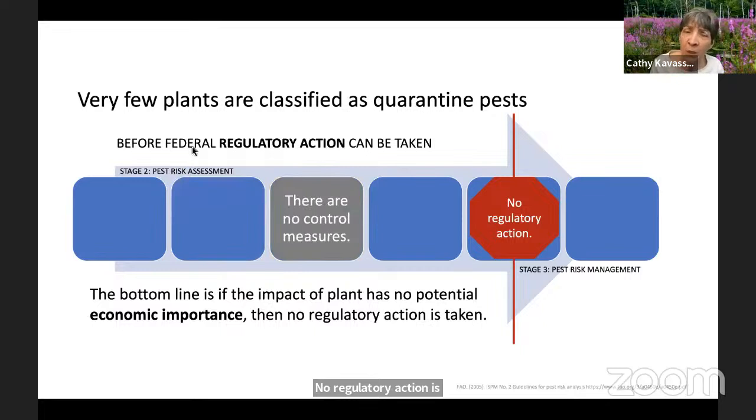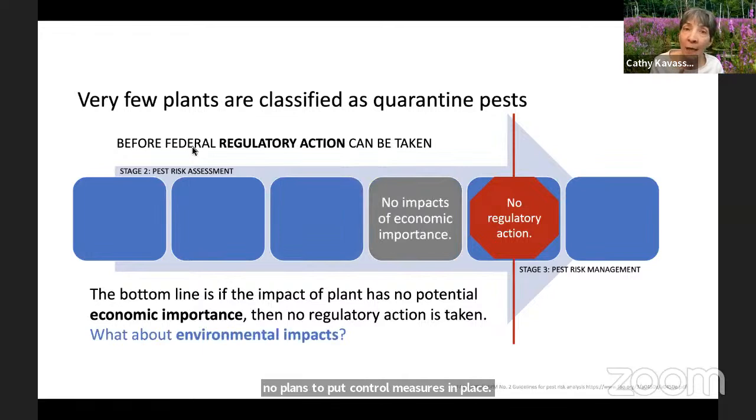If the distribution is limited, but there are no control measures in place and no plans to put control measures in place, no regulatory action is taken. If it can grow in Canada, but the economic losses are not considered significant, no regulatory action is taken. The valuation of economic consequences is the most critical component in this process.